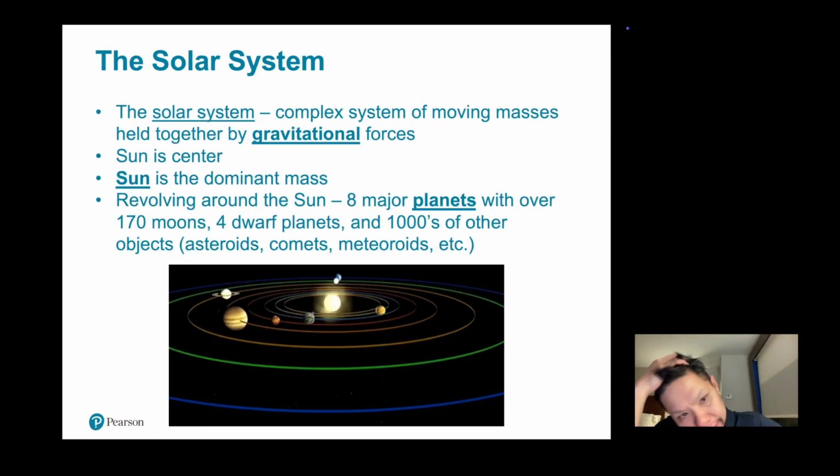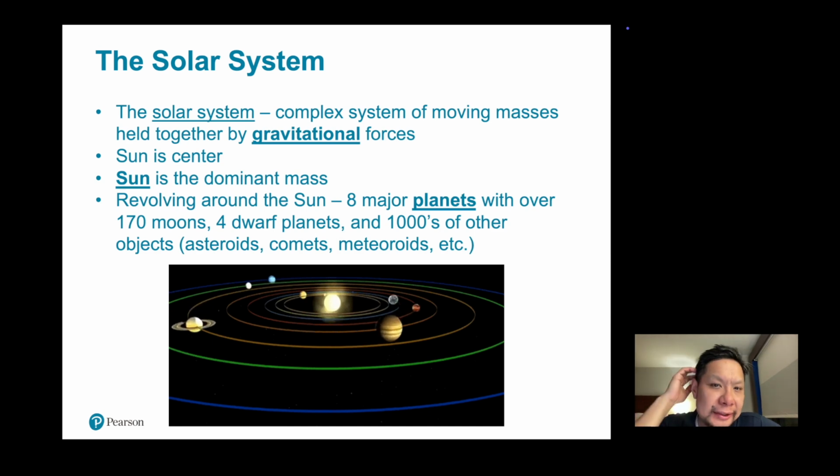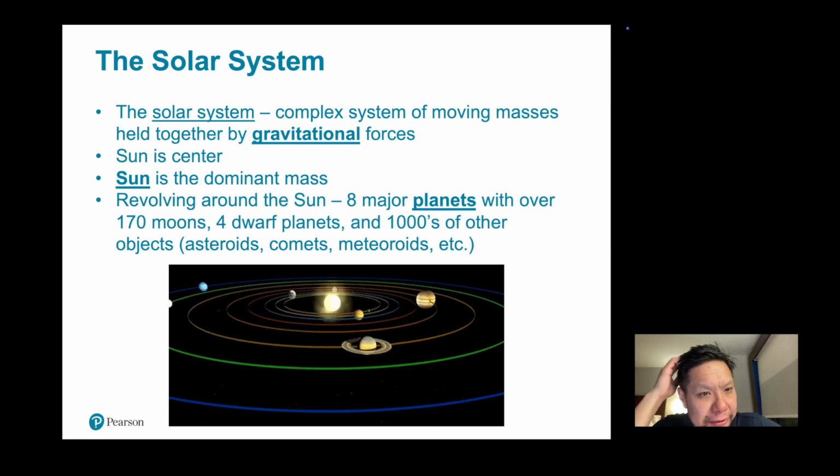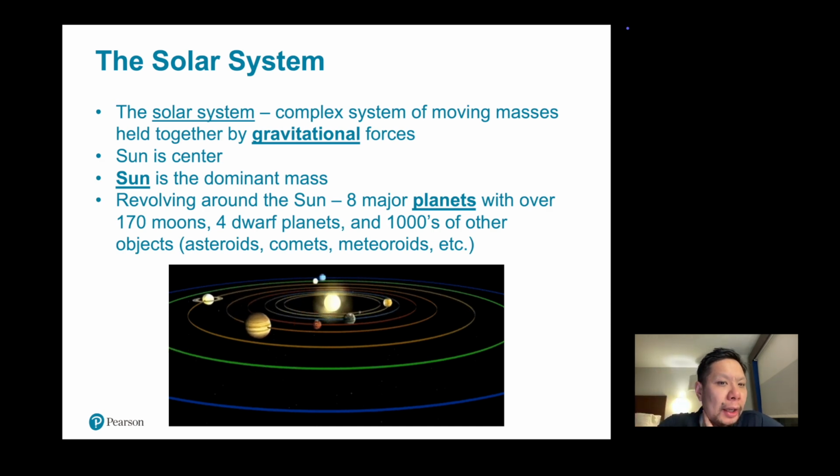So let's talk a little bit more about our solar system. It's a complex system of moving masses held together by gravitational forces. Obviously, the sun is the center, which is ironic because we didn't always believe that. The sun is also the dominant mass. So, what does that mean? It means it's the biggest thing in our solar system. And then, revolving around the sun are 8 major planets with over 170 moons, 4 dwarf planets, and 1,000 other objects like asteroids, comets, meteoroids, and a partridge in a pear tree. No, I'm just kidding.